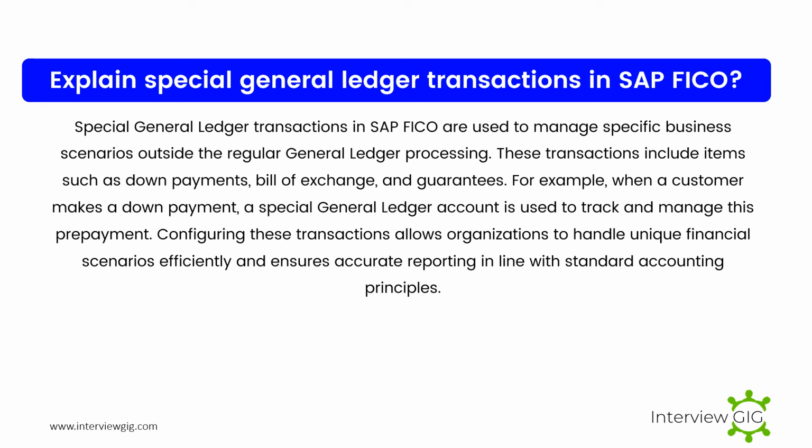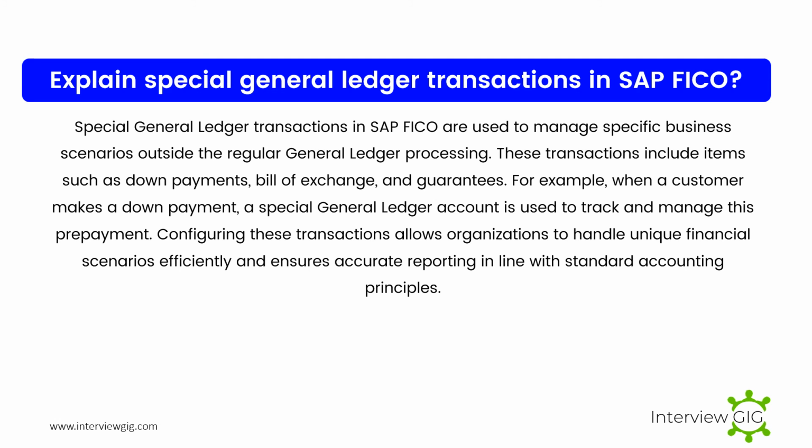Explain special general ledger transactions in SAP FICO. Special general ledger transactions in SAP FICO are used to manage specific business scenarios outside the regular general ledger processing. These transactions include items such as down payments, bill of exchange, and guarantees. For example, when a customer makes a down payment, a special general ledger account is used to track and manage this prepayment. Configuring these transactions allows organizations to handle unique financial scenarios efficiently and ensures accurate reporting in line with standard accounting principles.